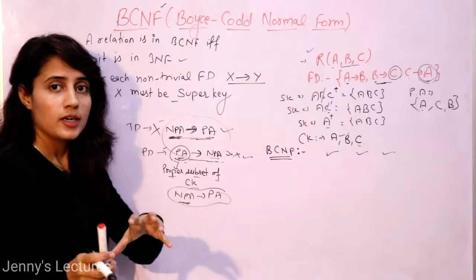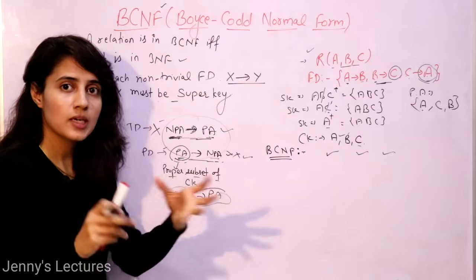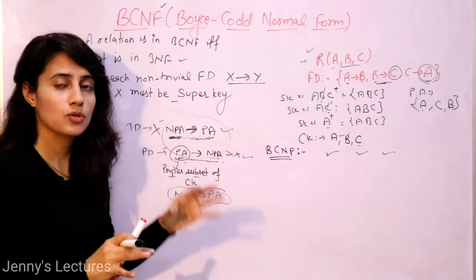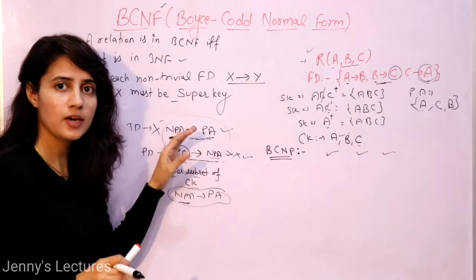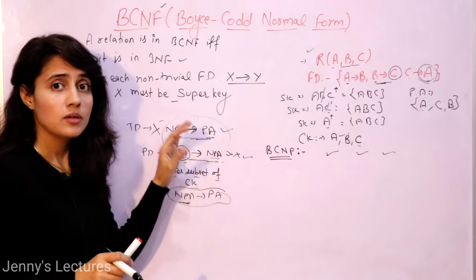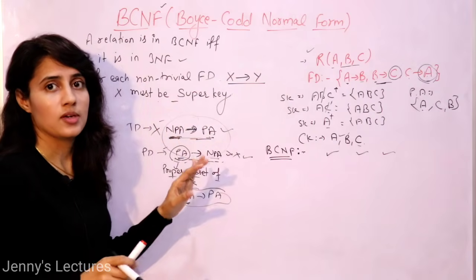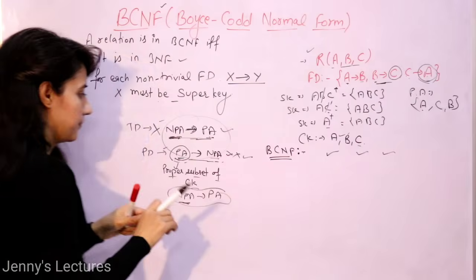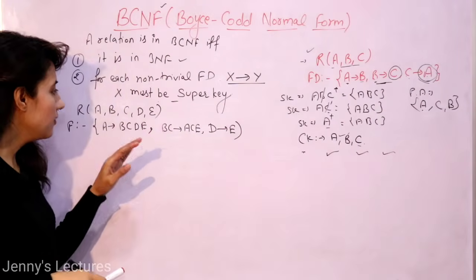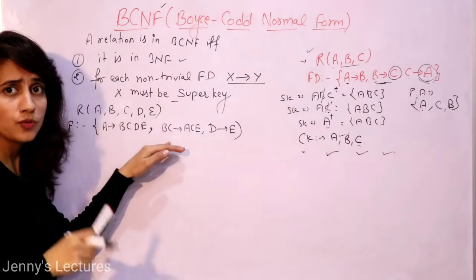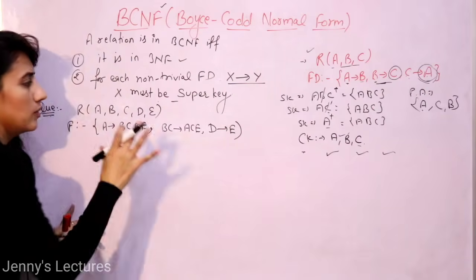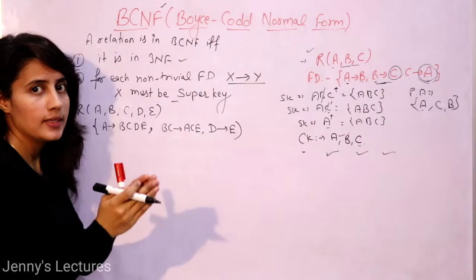So now you have the idea of all the normal forms: first, second, third, BCNF. Now I'll give you one example and we will discuss what is the highest normal form of that relation. See, let us take this example and find out the highest normal form of this relation. For this, first of all we need to find out all the candidate keys.